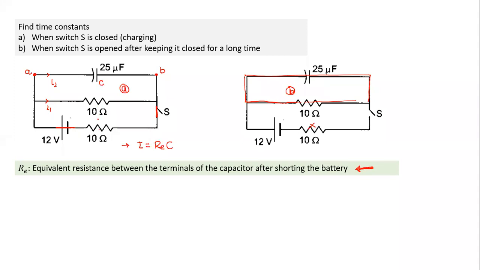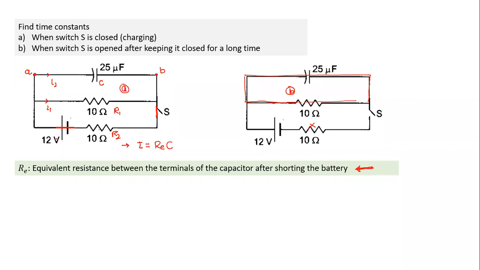The current is flowing in both the resistances. So which resistance should I take, and how should I account for this? If I call this R1 and this R2, how do I find it? The method is like a rule: equivalent resistance between the terminals of the capacitor. Which are the two points which are the terminals? The capacitor is connected between point A and B. I have to find the equivalent resistance between point A and B.